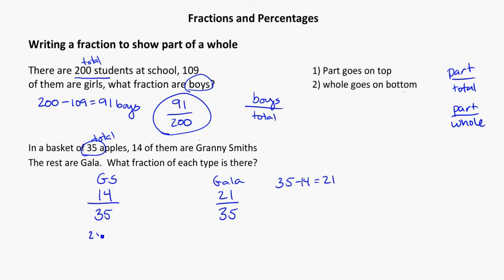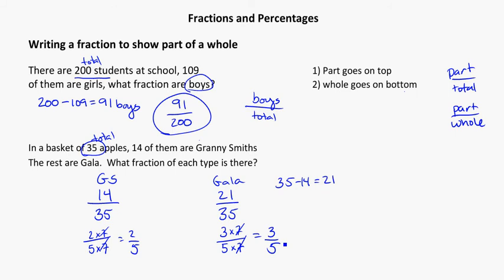So I could say 2 times 7 gives me 14, and I could say 5 times 7 gives me 35. So they both have a 7, and in a sense I can cancel those out, and I'm left with 2 over 5. For the Gala, you can imagine the 21 as 3 times 7, and again the 35 as 5 times 7. And the 7s again will cancel, and I'll get 3 over 5.